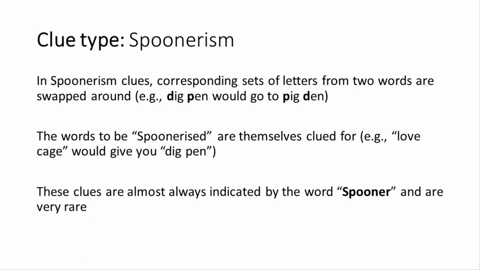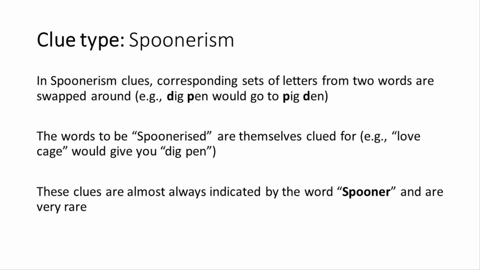The last clue type is Spoonerism. In Spoonerism clues, corresponding sets of letters from 2 words are swapped around. For example, dig pen would go to pig den, with the first 2 letters being switched. The words to be spoonerised are themselves clued. For example, love cage would go to dig pen, because love would be to dig and a cage is to pen, like to cage in animals. And then you'd have to spoonerise that to get your answer, pig den.